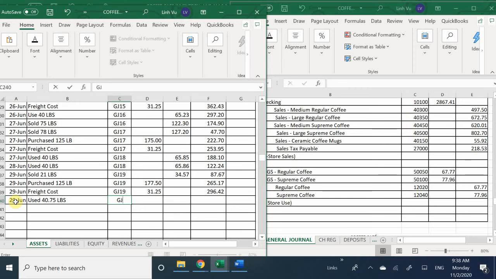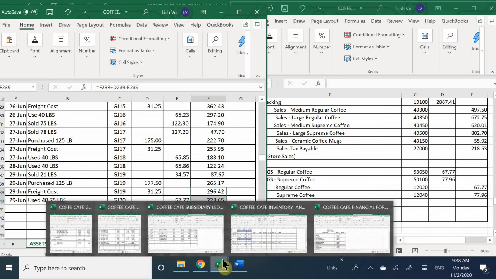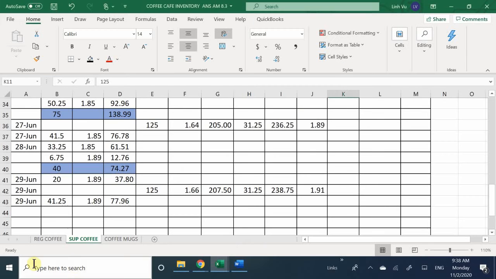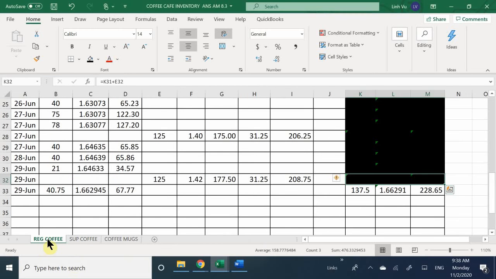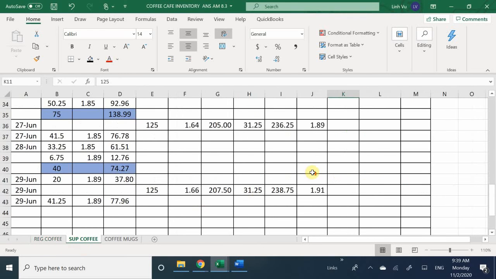Okay. DJ 20, 67.77. We should get, oh, that's right, okay, 228.65. 228.65. And does that match your inventory worksheet? 228.65. Yes, it does. Okay.